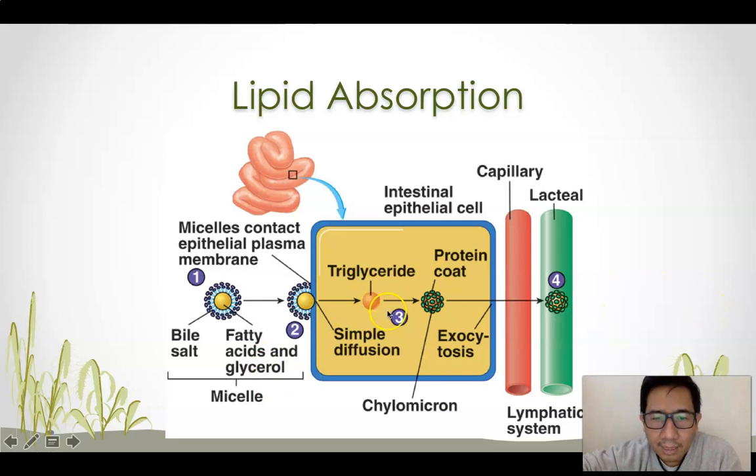So same thing with this. Triglyceride by itself cannot travel in water. It will have a hard time. So what it does is have these little tiny protein coatings to cover up the fat, making it like a little tiny ball.